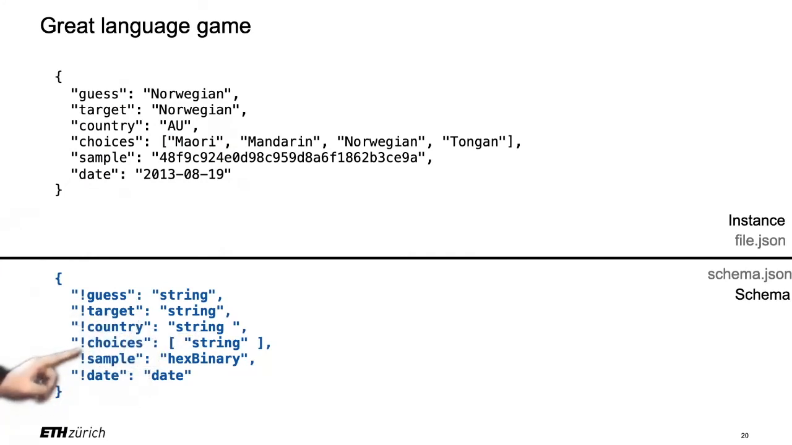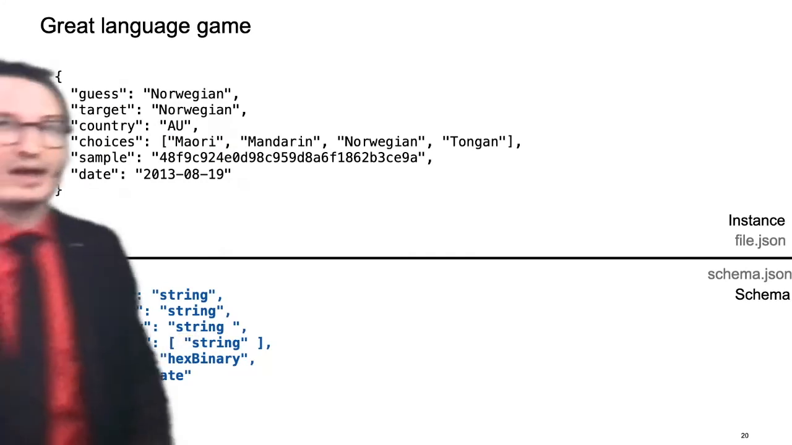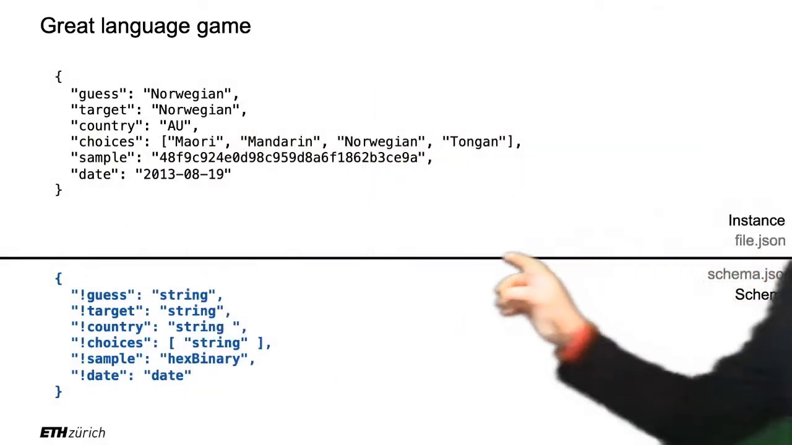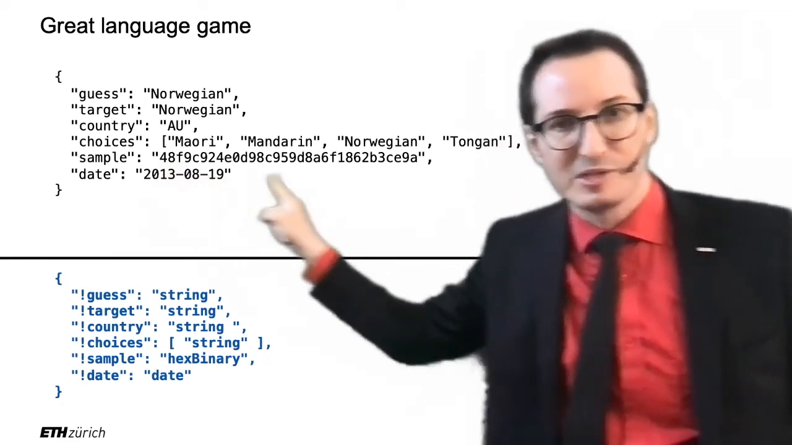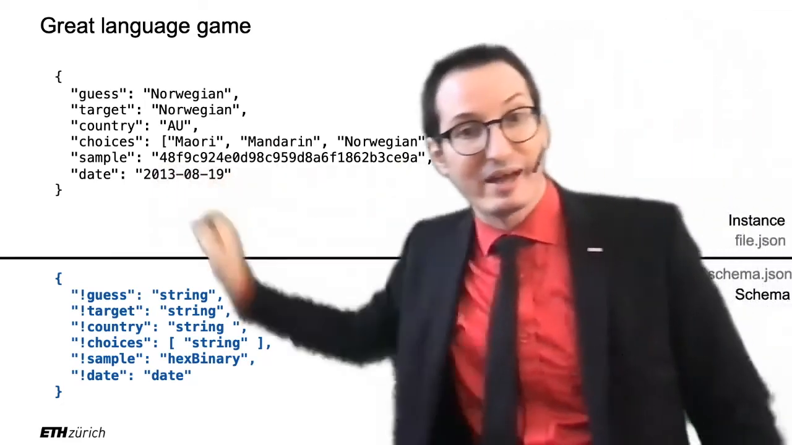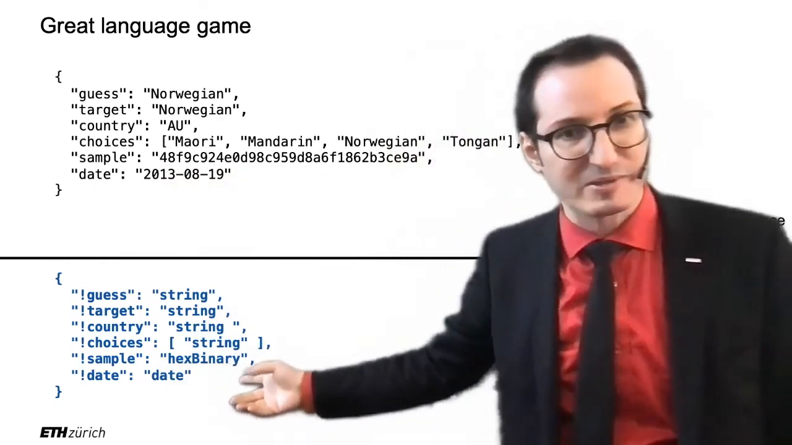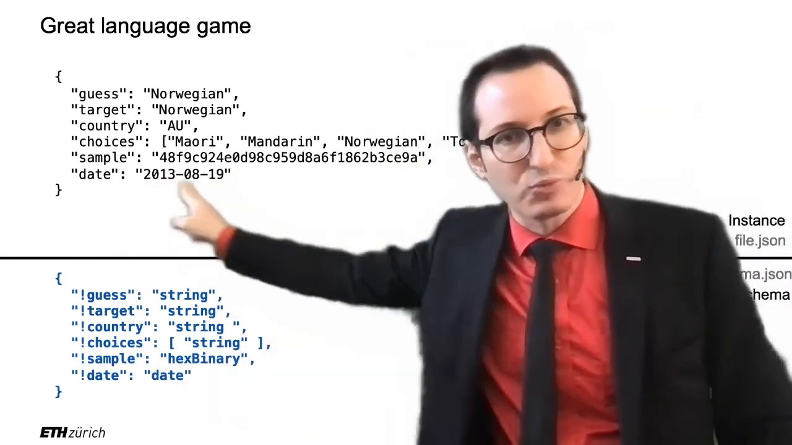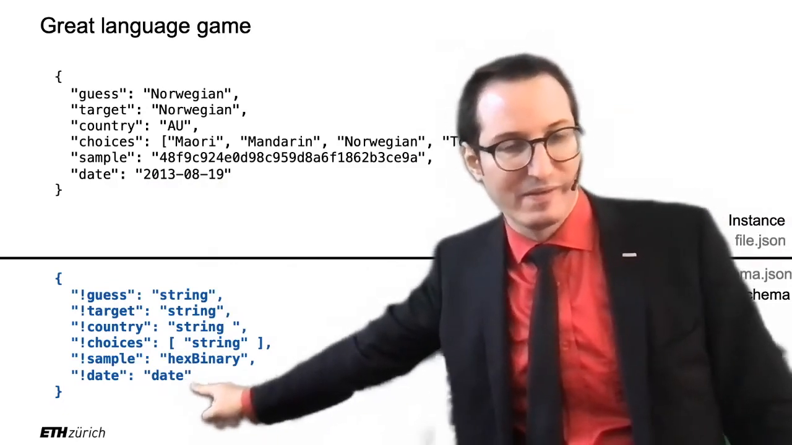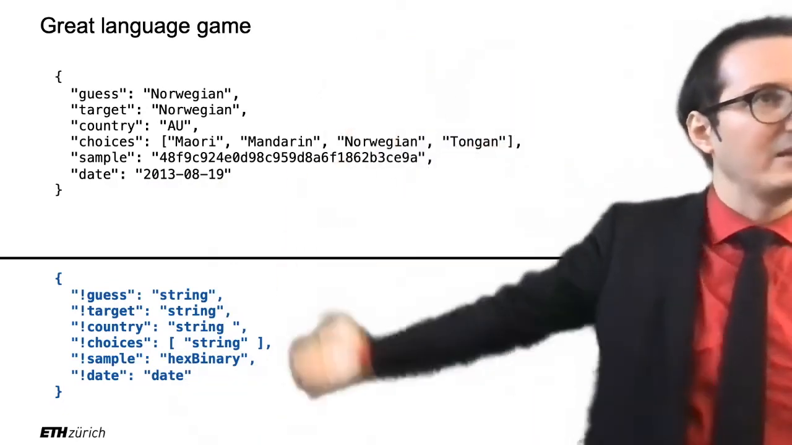Then we have sample that is hex binary. Hex binary is yet another type. What is it? It's just a base 16 encoding of some zeros and ones, right? So this is just base 16. You can validate that as hex binary. It exists. And here, this is a date literal, dash separated, year, month, day, right? So you can say you have a date here. For whom is that clear and intuitive?